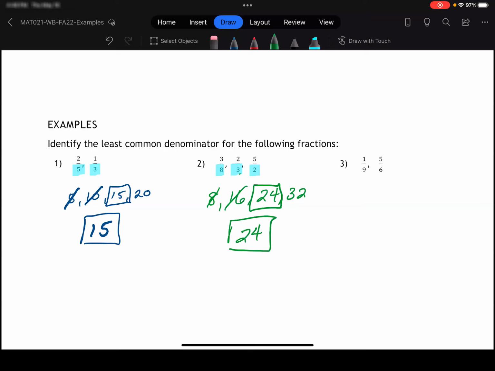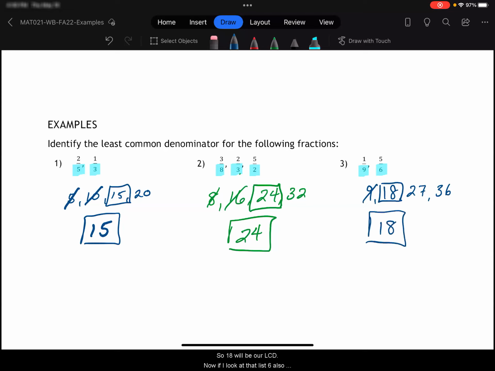All right. And then looking at that last one, number 3, 1/9 and 5/6. So looking at those two denominators, I'm just going to kind of continue with the way I've been doing it. So for 9, I have 9, 18, we'd have 27, 36. Now if I look at this, so 6 does not go into 9. 6 does go into 18, so I could use that, and that is the smallest one. So 18 will be our LCD.